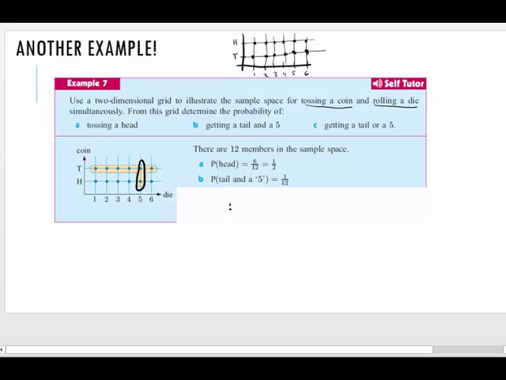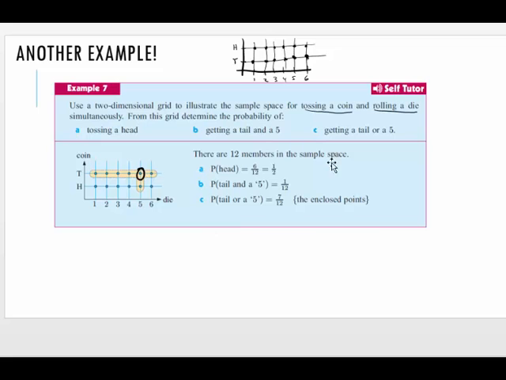The probability of getting a tail. Oh, a tail. God, it's right there. You're probably all going, oh, duh. Sorry. A tail and a 5 is right there. We have 1/12, of course. And the next one is probably going of a tail or a 5. That would be our 7/12.